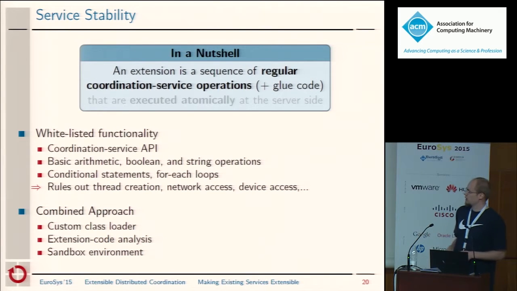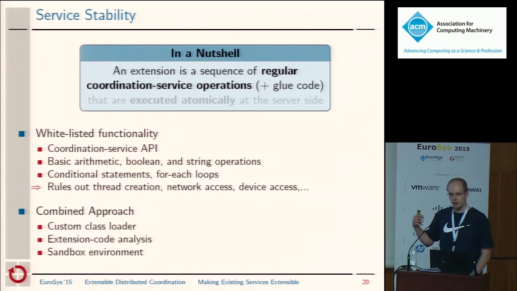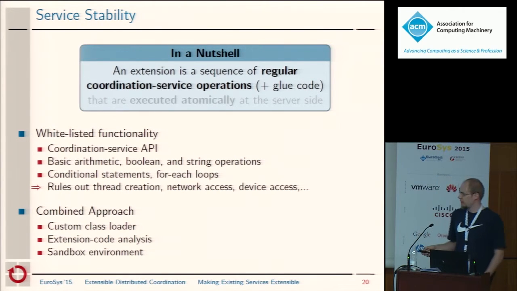The way we're currently enforcing this in our prototypes is to use a combined approach, which is based on a custom Java class loader, which, for example, ensures that an extension is only allowed to load and use the classes that are on the whitelist. This, for example, prevents an extension from just calling system exit and shutting down the entire Java virtual machine. There are some things we do not catch with the class loader. For that, we have extension code analysis prior to the extension registration.